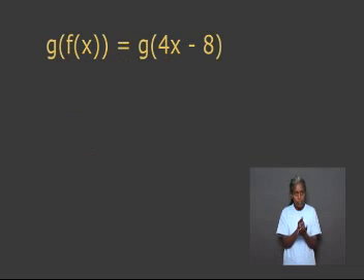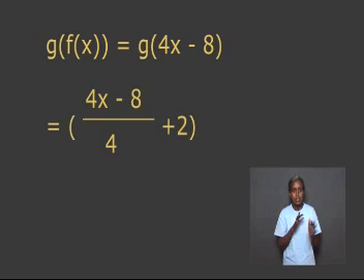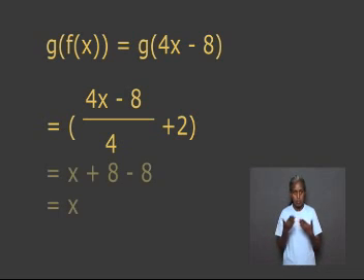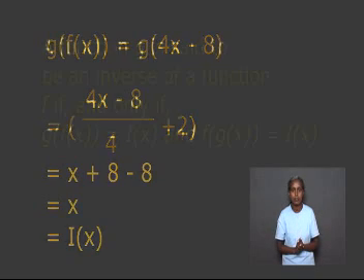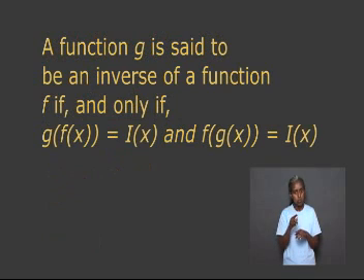Now, let us verify the relationship in the other direction. g of f of x is equal to g of 4x minus 8. When we substitute f of x, the equation is g of 4 times x over 4 plus 2 minus 8. We can simplify this to x as well. g of x equals I of x, the identity function. Congratulations, students. You have proved that f of x is the inverse of g of x by using the identity function.